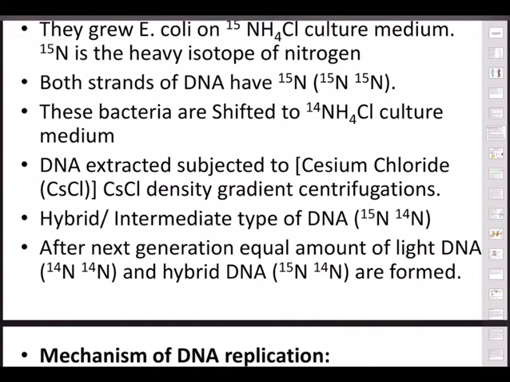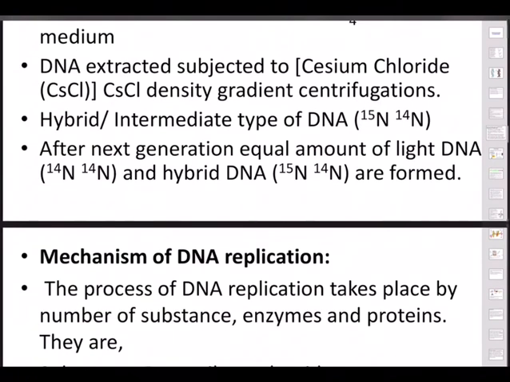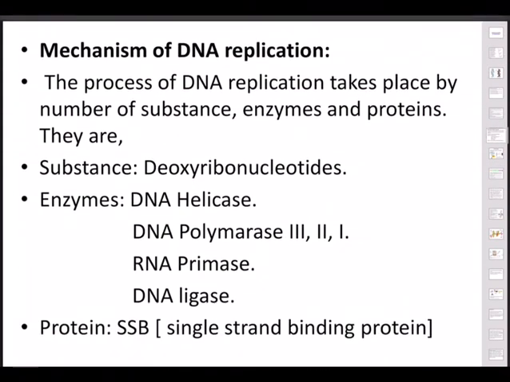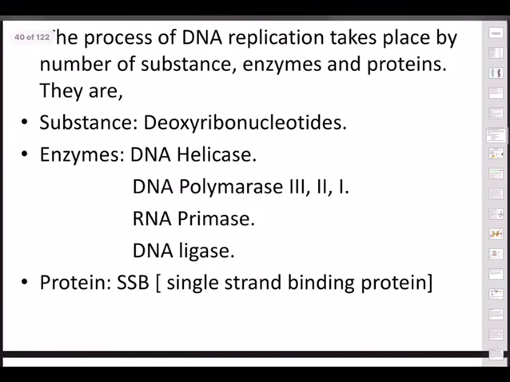What is it that they have done? They grew E. coli on ammonium chloride, isotope nitrogen 15 culture medium. 15N is the heavy isotope of nitrogen. Both strands of DNA have 15N. That's why we said heavy DNA. These bacteria are shifted to ammonium chloride culture medium of 14N. DNA extracted is subjected to cesium chloride, CsCl, density gradient centrifugation. What we got is hybrid or intermediate type DNA, 15N and 14N. After the next generation, equal amounts of light DNA, 14N, 14N, and 15N, 14N are formed.